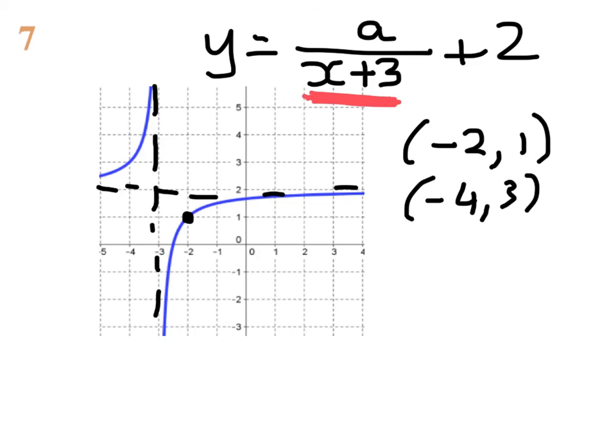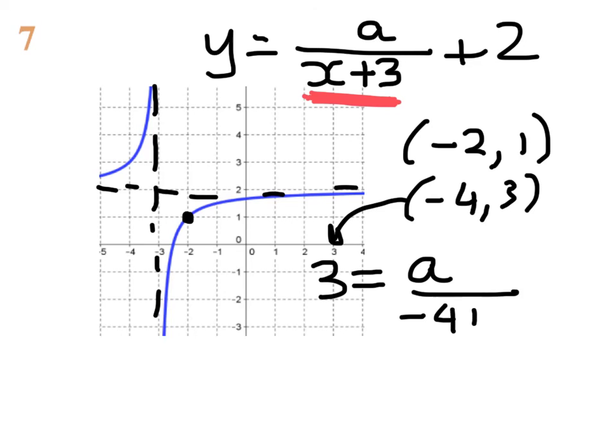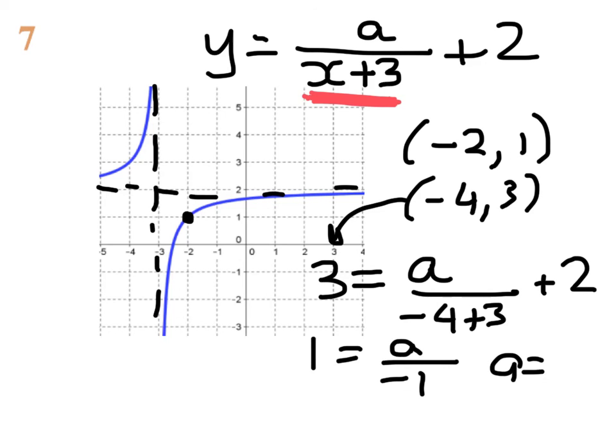So we substitute in a point and we get 3 equals a, just using this point, 3 equals a over -4 plus 3 plus 2. So 1 is equal to a over -1. A is equal to -1. Okay, so 3 things have happened to this hyperbola since it started life as 1 over x.